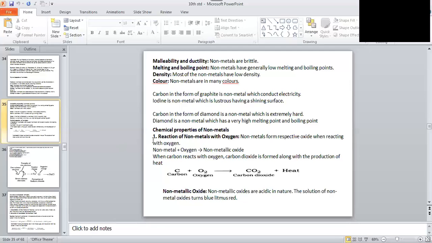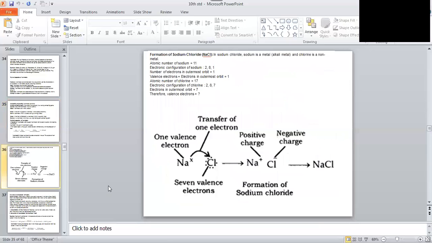Now we will study chemical properties of non-metals. First is reaction of non-metal with oxygen. Here non-metals react with oxygen and give non-metallic oxides. Example: carbon reacts with oxygen to give carbon dioxide, and heat is produced during this reaction. Therefore, it is an exothermic reaction. Non-metallic oxides are acidic in nature, meaning they turn blue litmus red. That is the acidic nature of non-metals.